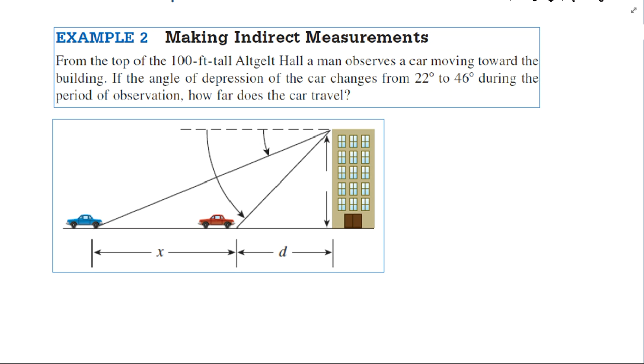Okay, so we have an angle of depression of 22 and 46. Let's look at each one here. For the 22 degrees, it's going to be the first time he looks at the car. This is 22 degrees, which means that by alternate interior angles, this is 22 degrees. Okay, and then he looks again.